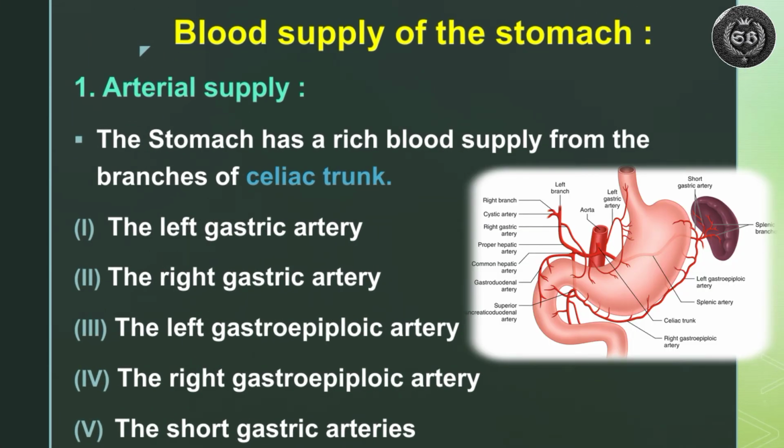Now blood supply of the stomach. First one is arterial supply. The stomach has a rich blood supply from the branches of celiac trunk. The left gastric artery, the right gastric artery, the left gastroepiploic artery, the right gastroepiploic artery, the short gastric arteries. In this diagram, you can see the stomach is supplied by the branches of celiac trunk.